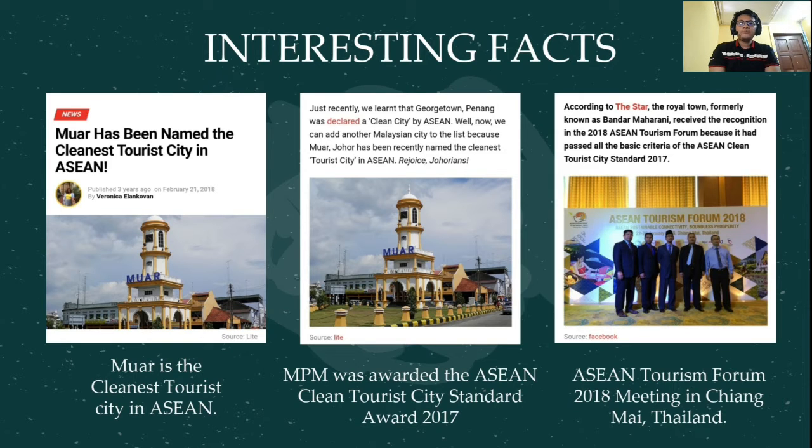An interesting fact about the city of Muar is that it has been selected as the cleanest tourist city in ASEAN. Majlis Perbandaran Muar, MPM, was awarded the ASEAN Clean Tourist City Standard Award 2017, which was presented during the ASEAN Tourism Forum 2018 meetings in Chiang Mai, Thailand. We plan to propose this project to MPM to help them achieve their goal of making Muar a cleaner city as before. We will help MPM by making sure that the wastewater coming out from the restaurant and fruit processing industry through the rain to the river is clean and free of oil.